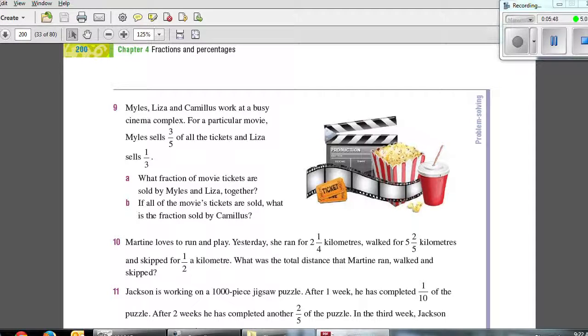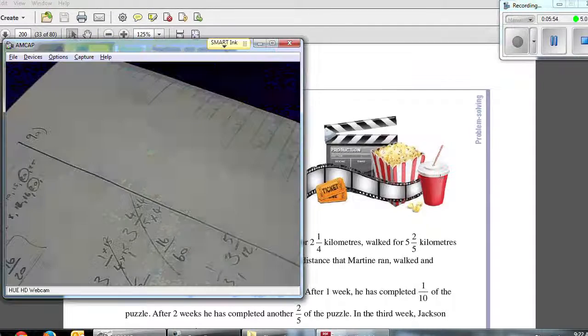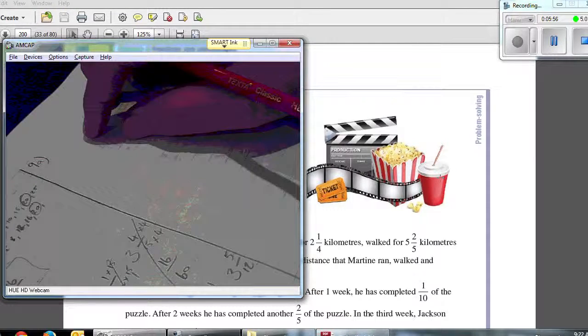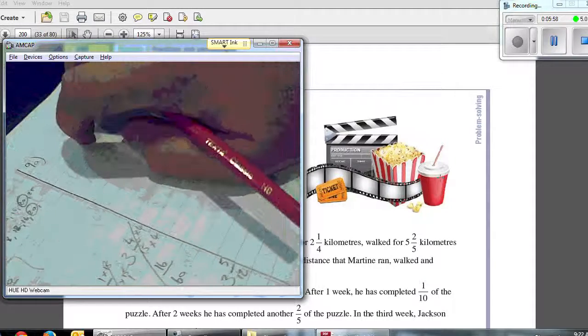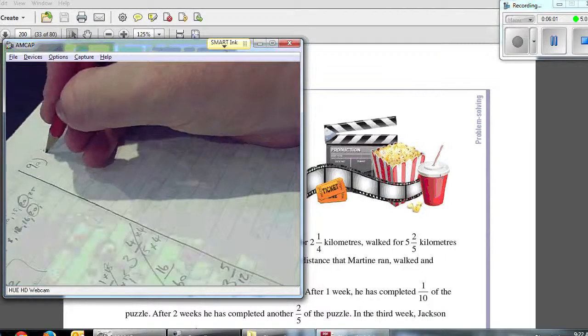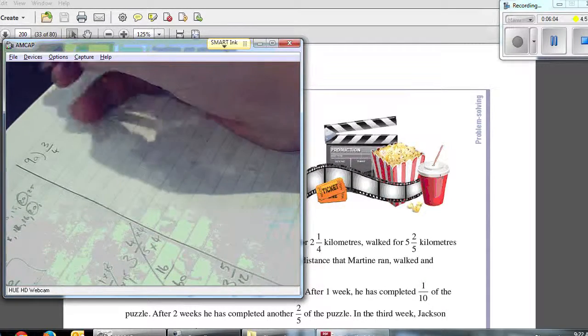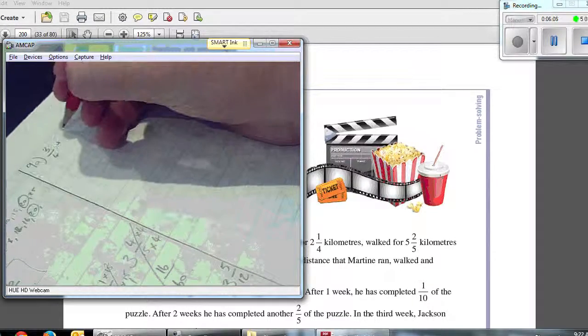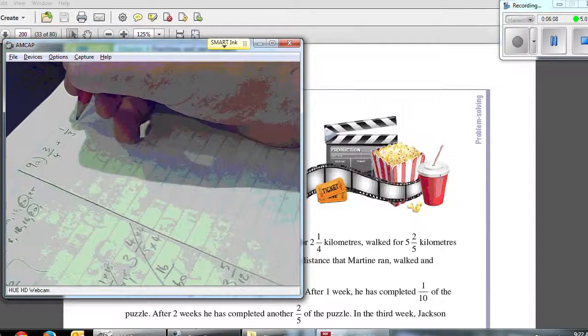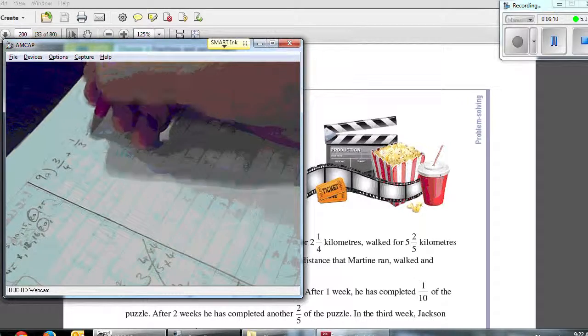Alright, so when you find words like together, it usually means addition, and obviously we're doing addition here, so this is going to be an addition question. So we need to add those two together. So one of them sold 3/4 and one of them sold 1/3. Okay, so we need to add these two together.